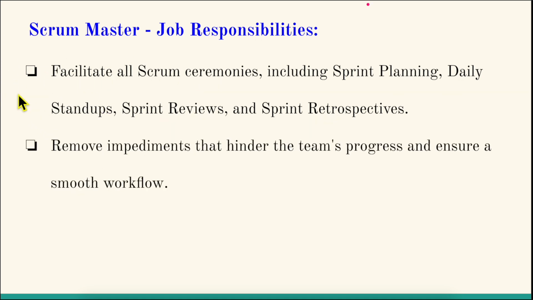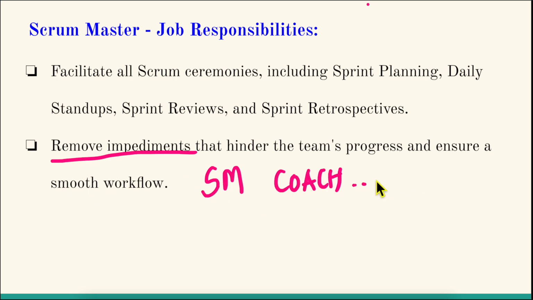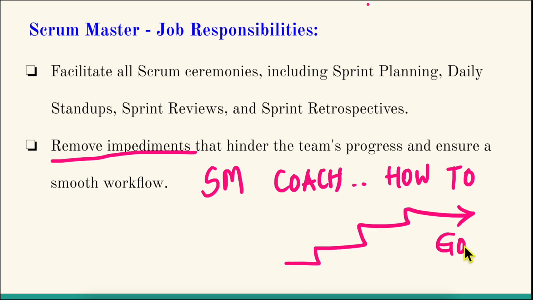The next responsibility is for the Scrum Master to be able to remove the impediments that hinder the team's progress. It's a very interesting one. The Scrum Master, the candidate, should be able to coach the team on how to remove their impediments and also ensure that the impediments are effectively removed and the team is progressing towards their goal. So it is important as a Scrum Master to handle this.